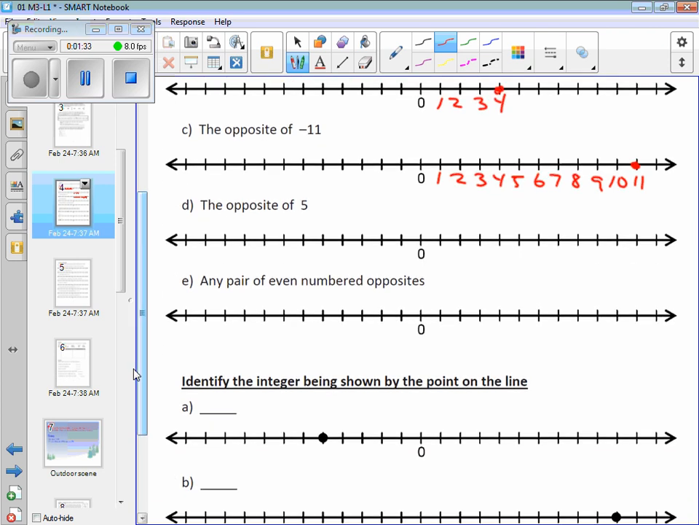What's the opposite of 5? Jordan, what's the opposite of 5? So we're going to plot -5. We should have that.